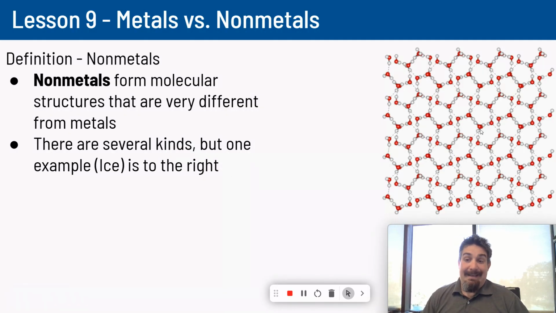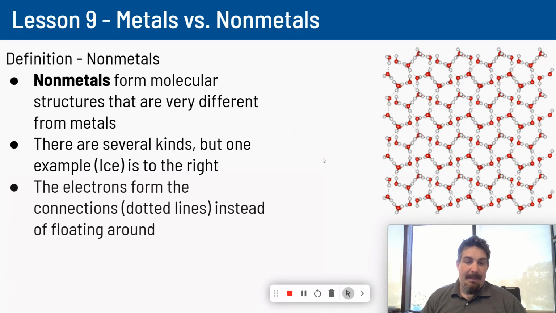But one example is ice. Here on the right, this is a picture of how ice is structured when you get ice cubes, at the molecular level. And you can see that's very different from how the metals were layered on top of each other. The electrons actually form connections between the atoms to hold them together instead of floating around.